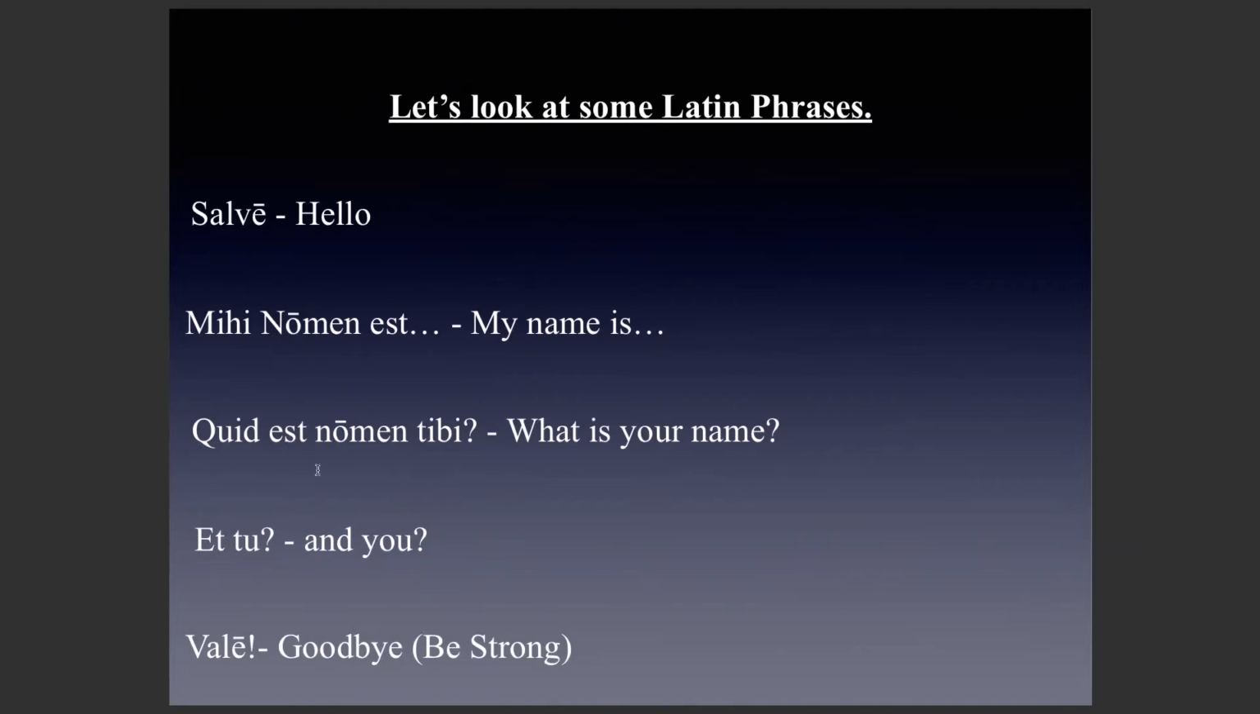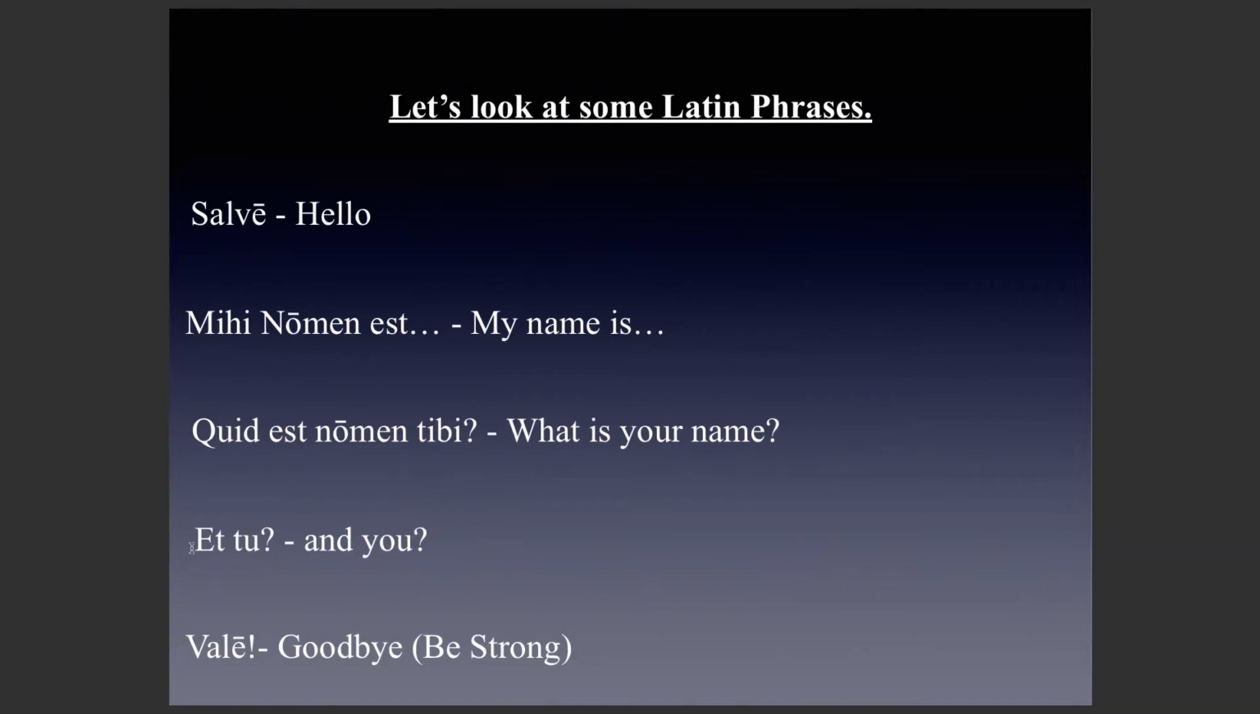Et tu, and you. This is literally the same in modern French today. If you want to say and you in French, we still say tu. And actually the word you, right, for you, right, that comes from tu, right? Originally, that was how it was said.